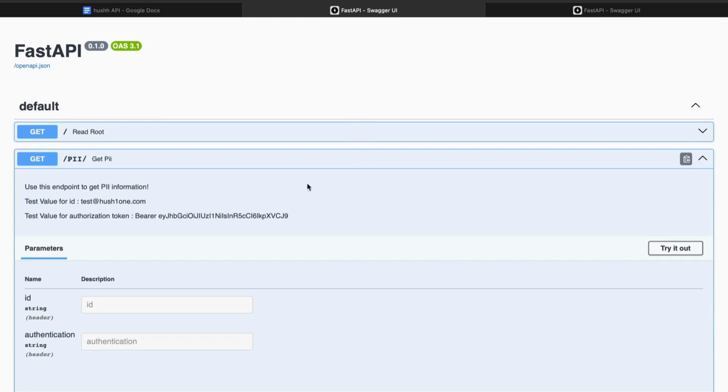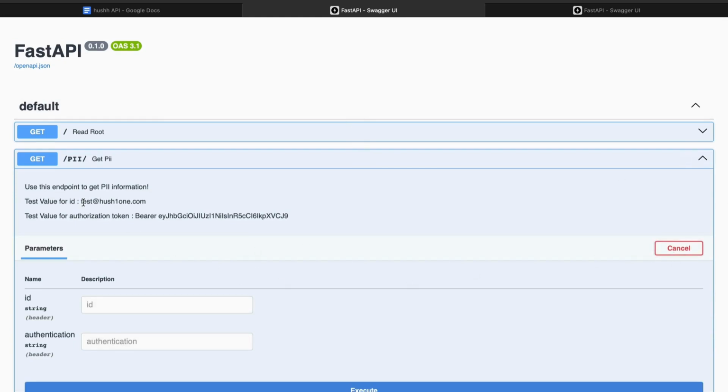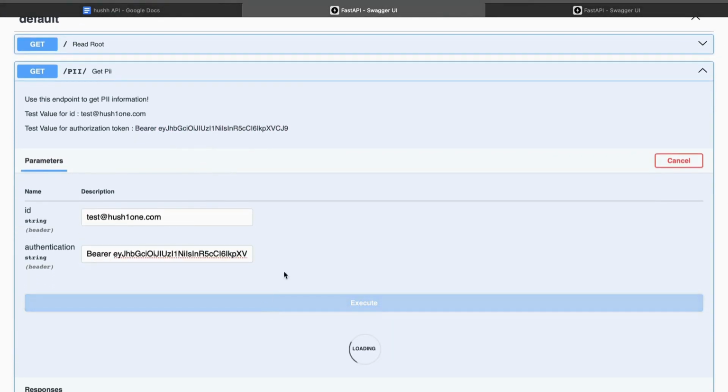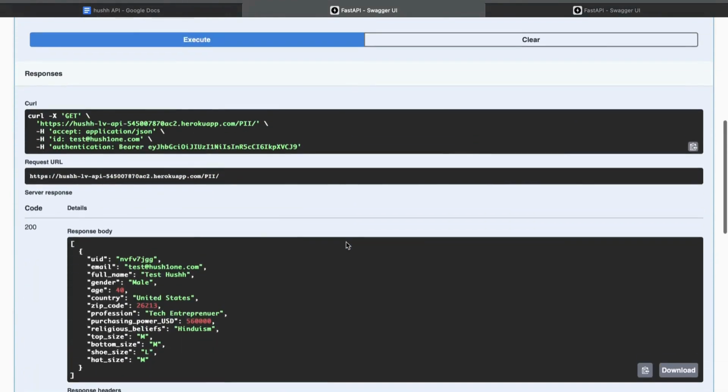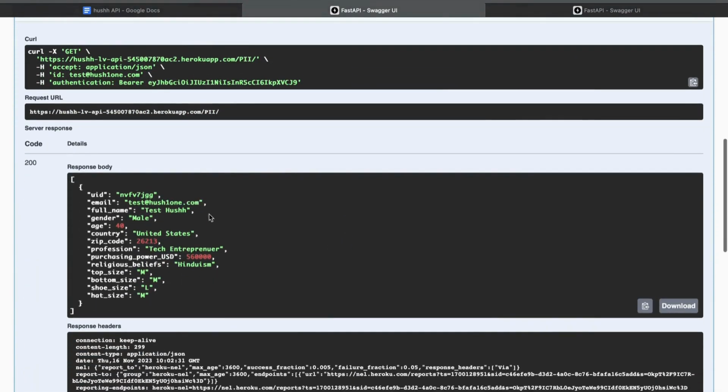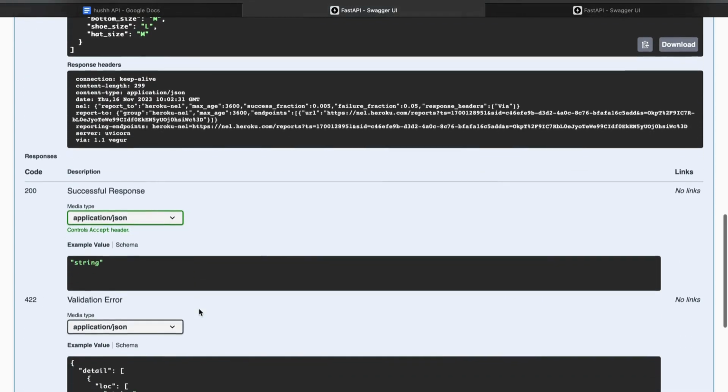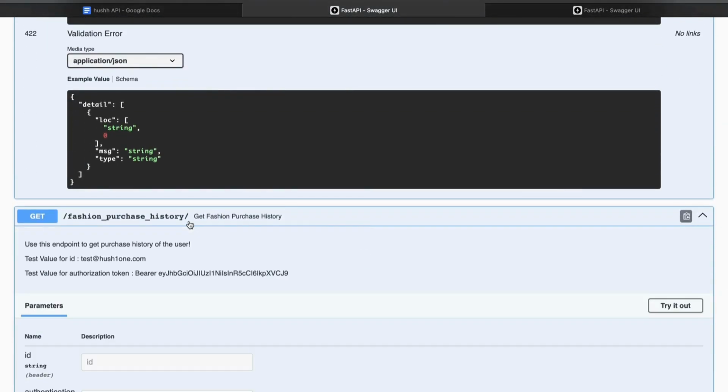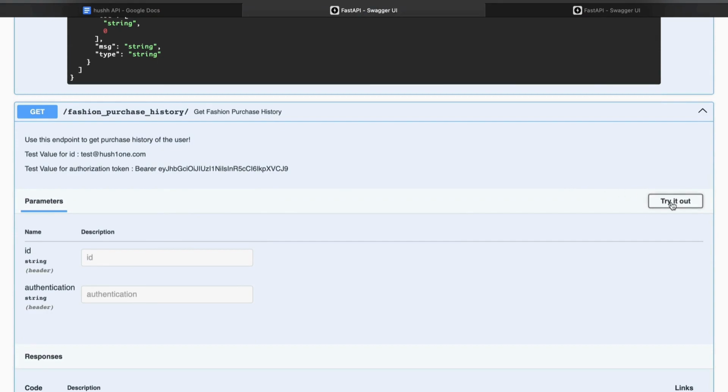First up, we have the PII endpoint. We just enter the test ID and the test authentication token here in the fields. And when we execute this endpoint, we get things like the email, the full name, gender, age, country, their profession, their sizes, their religious beliefs. All these things really do matter when it comes to the preferences of a customer.